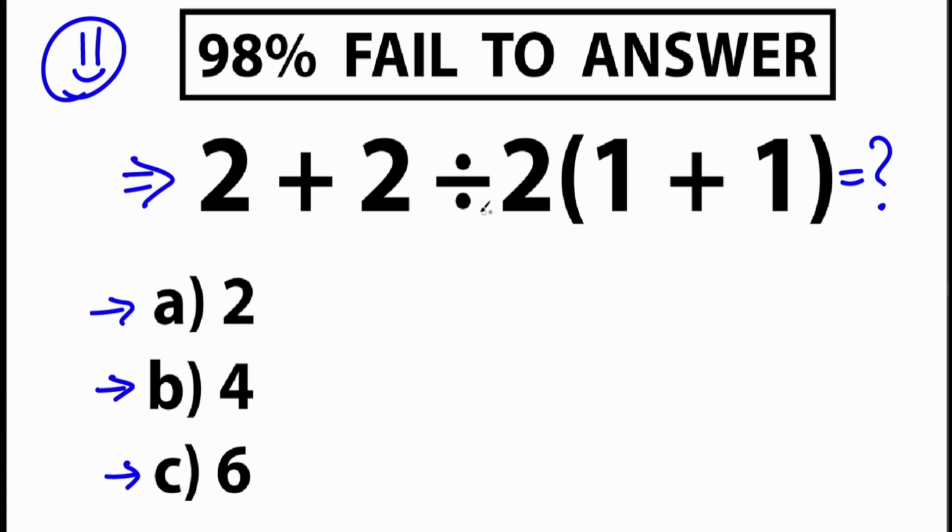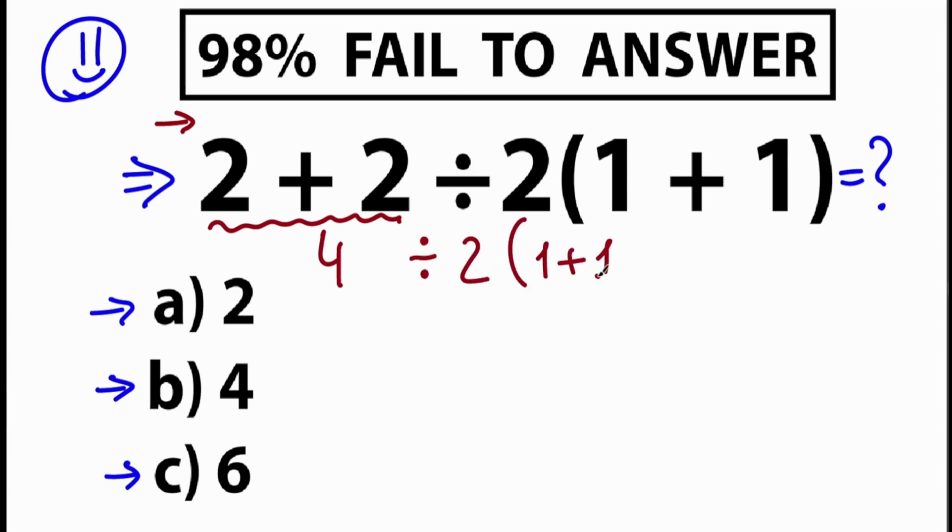So first of all, what makes all the difference in the world is the order we do this problem. For example, there is one student and he said, okay, right here we need to go from left to right. We have 2 plus 2 on the left side, we have 4. We still have this division by 2, so we rewrite this expression, division by 2, and 1 plus 1. So we have 4 divided by 2 equal to 2, and inside parentheses we have 2, so as a result we have 4.